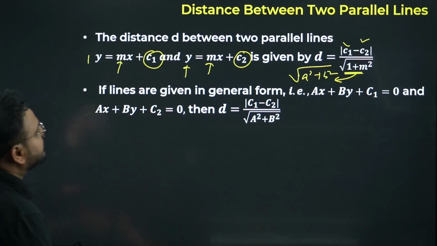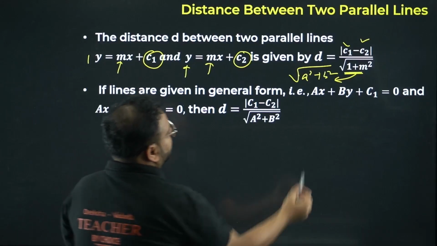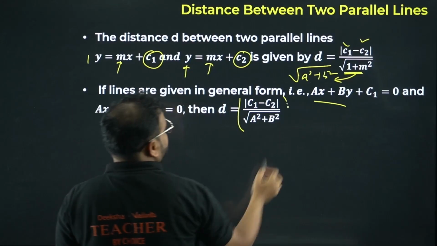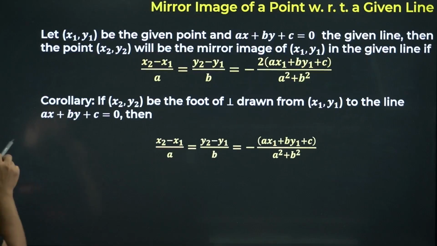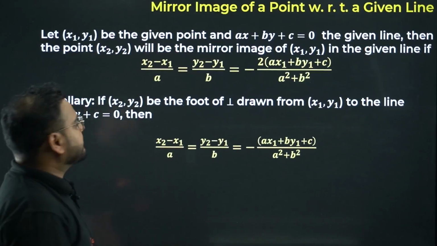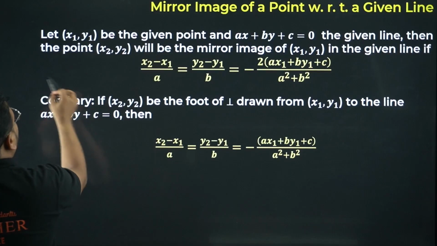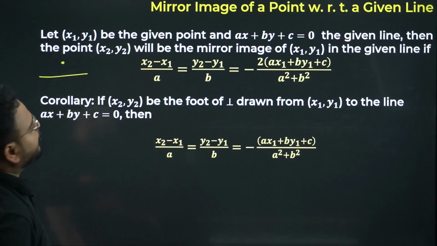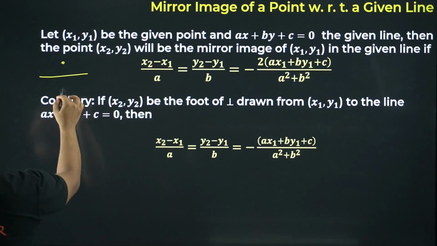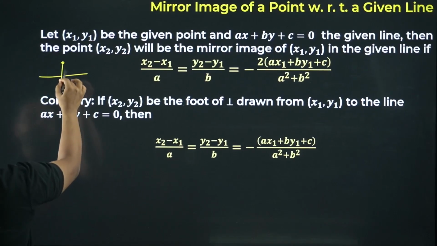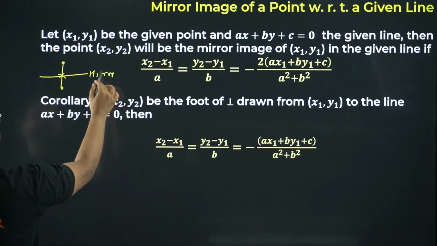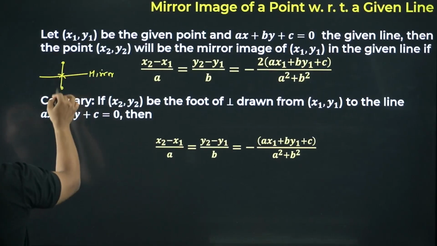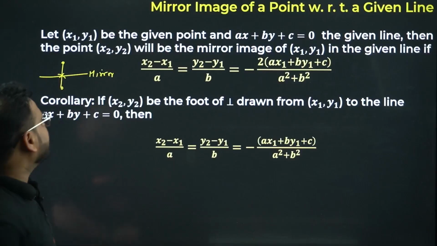Okay, great. If lines are given in the general form, like this form, already given over here, please check, root of a square plus b square. Moving on, mirror image of a point. This case is when you have a point over here, and I'm looking for its mirror image. So this will be the midpoint, because this is the mirror. These two will basically be the two ends of the line, and this will be the midpoint.